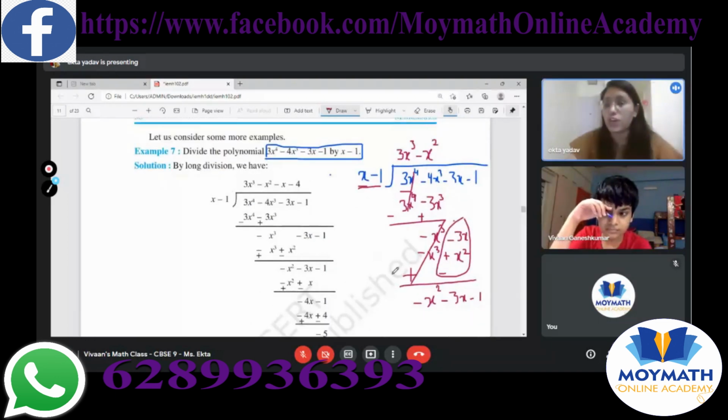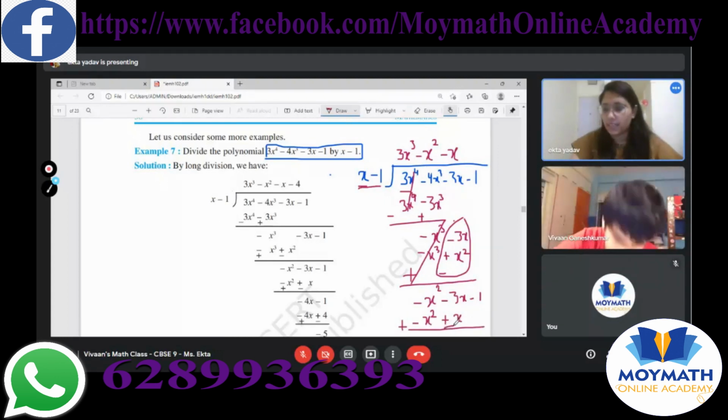So now, what should I multiply with x such that I get minus x squared? Minus x. So I will put minus x. So it is minus x squared. It will become plus x, and 1 will be as it is. So my remainder will be minus 4x minus 1.